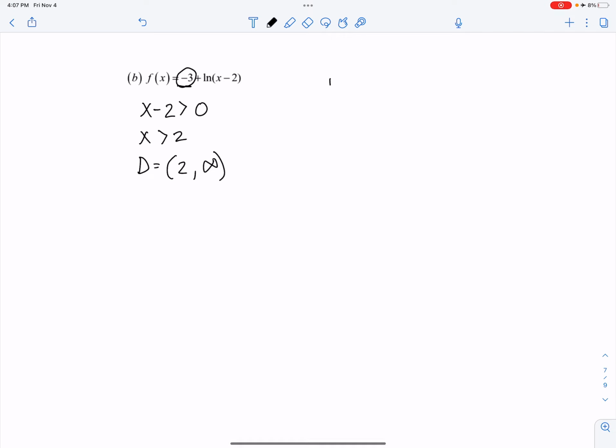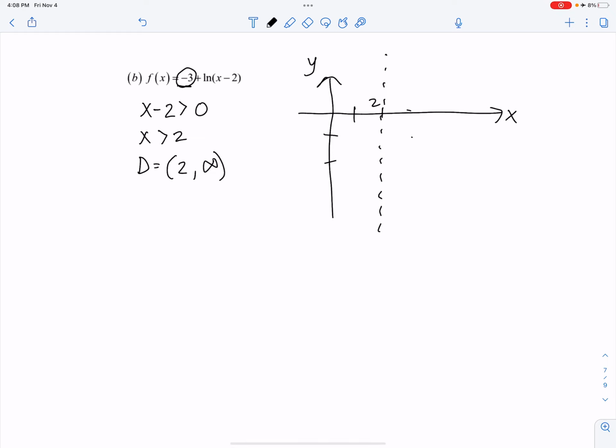So to sketch it, we would just take our general log function. We would make sure that our domain doesn't go past that asymptote at 2, and also that instead of hitting 0, 1, we have moved it down 3. So now it's going to go like that.